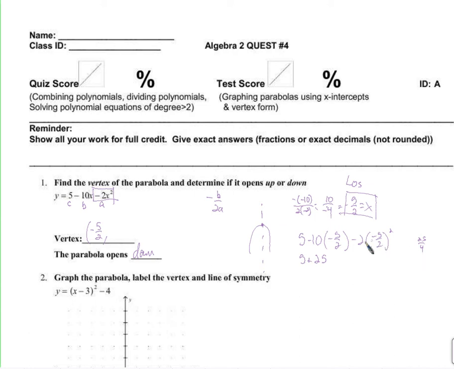I'm going to multiply 25 over 4 by negative 2. That's going to cancel with this, make it a 2. So it's going to be negative 25 over 2. All right, so we'll get a common denominator. So this is 30, so that's 60 halves minus 25 halves. So that's 35 halves. So there's our vertex, negative 5 halves, comma, 35 halves. And we're moving along.